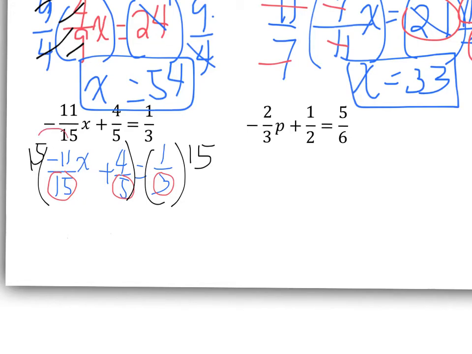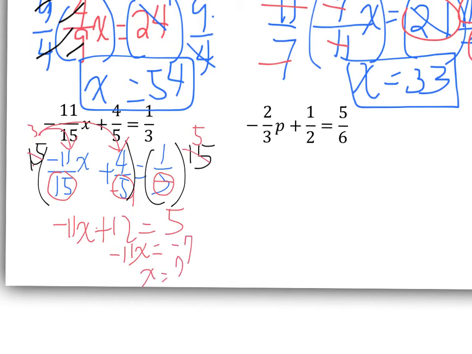Okay, 15 times negative 11 over 15x is negative 11x. 15 times positive 4 over 5 is positive 12. Okay, and here 1/3 times 15 is 5. And here I can subtract 12, give me negative 7, so x equals 7 over 11.